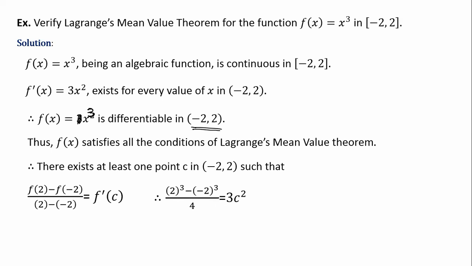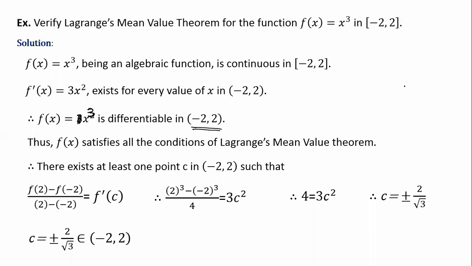We have to solve this. So 8 minus minus 8, that is 16 by 4. 16 by 4 is equal to 4, and that is equal to 3c^2. And therefore, c^2 is equal to 4/3, and c will be equal to plus or minus 2/root 3. We know that both plus and minus values of c lie in the open interval (-2, 2).